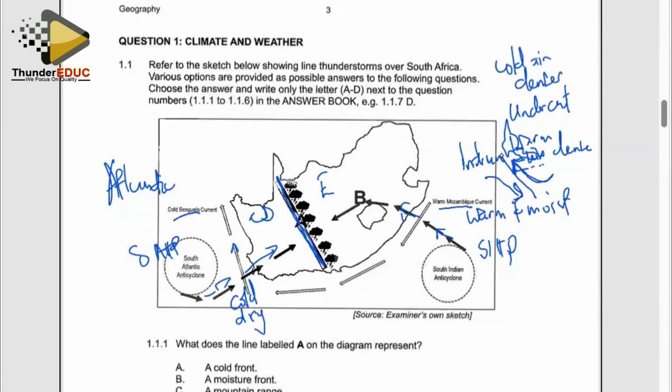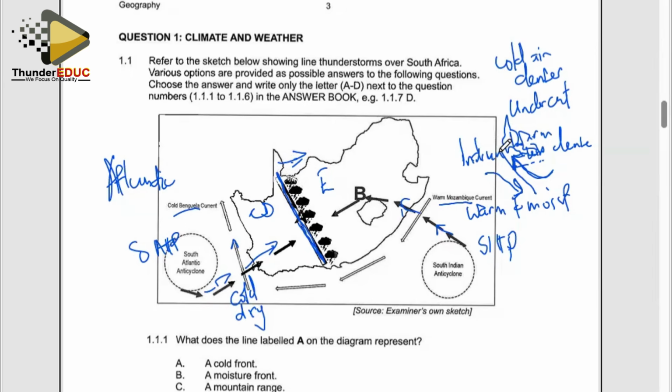And with time, our moisture front will gradually move in the eastern direction like that. The more the cold air is fed, the more it is going to undercut and push warm air, and the moisture front is going to gradually shift towards the eastern direction. That's the basic understanding of what you must interpret from this sketch here. So let's go and answer our questions. We are just going to answer the questions quickly.